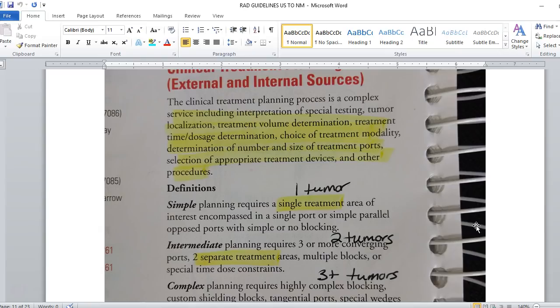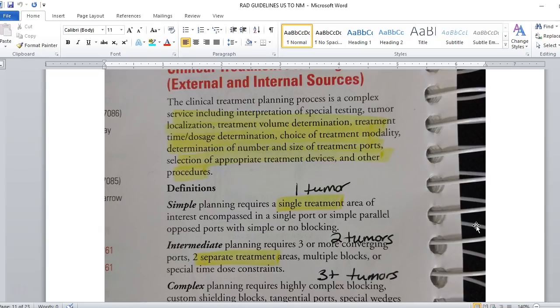So special testing is going to be combinations of X-rays, MRIs, ultrasounds, CT scans, PET scans, which are nuclear medicine scans, which we haven't talked about yet. And blood work. They're going to take all this information, surgical reports. Okay, so they're going to take all the special testing, the tumor localization. So again, finding the tumor itself, treatment volume determination. So how much do they need? Again, is this going to be something over a month or over a year? The treatment time and dosage determinations.